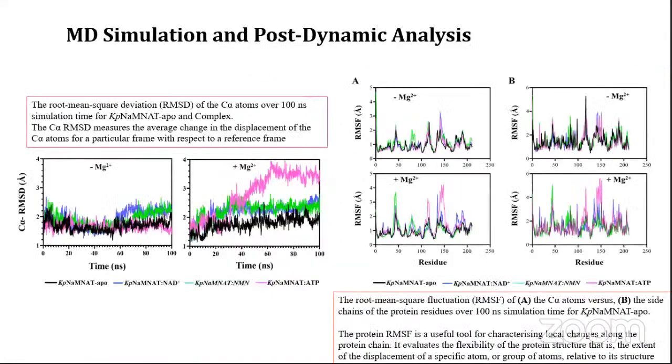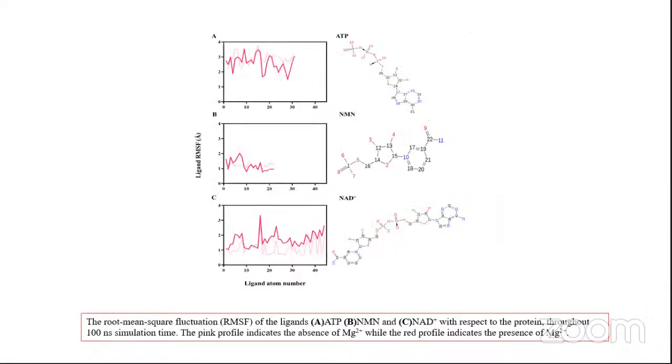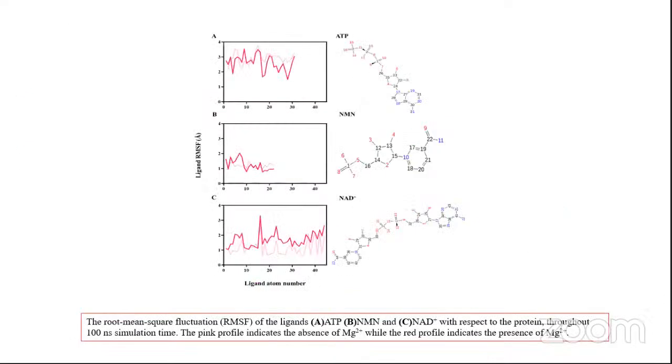Okay, yes, please. All right, so I think I'm missing a slide, but the radius of gyration also showed that there's fluctuation in the presence of magnesium. So there was a massive deviation in the presence of magnesium for ATP.